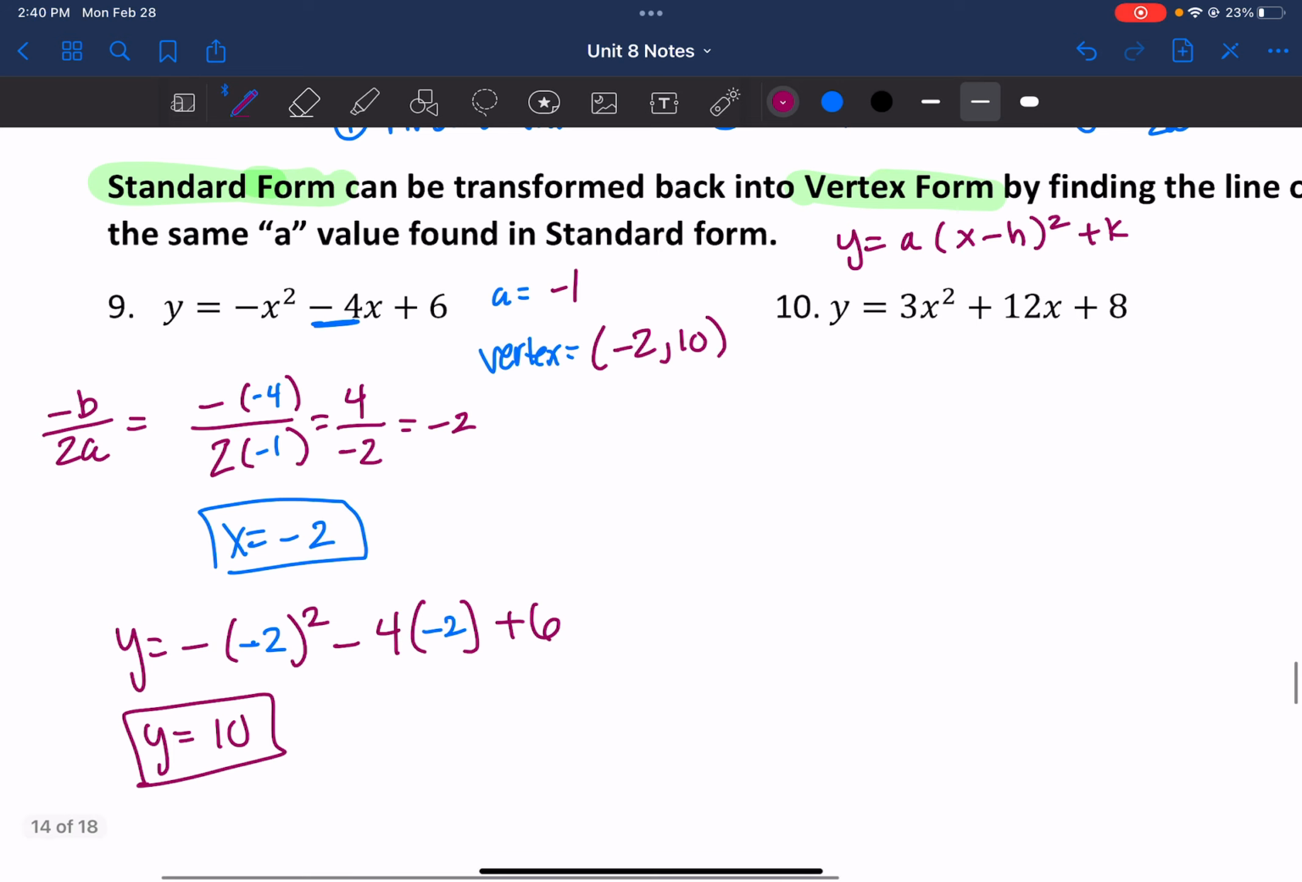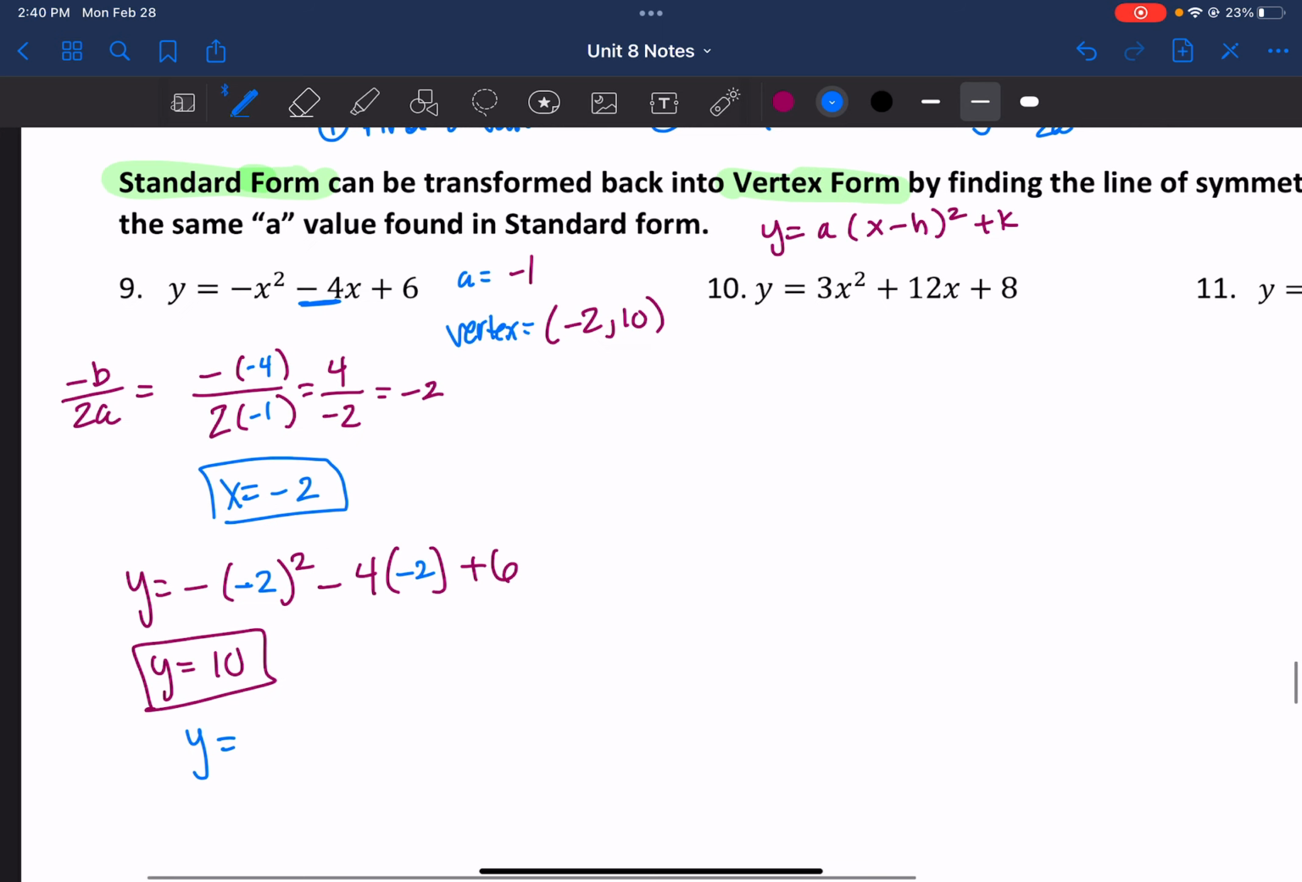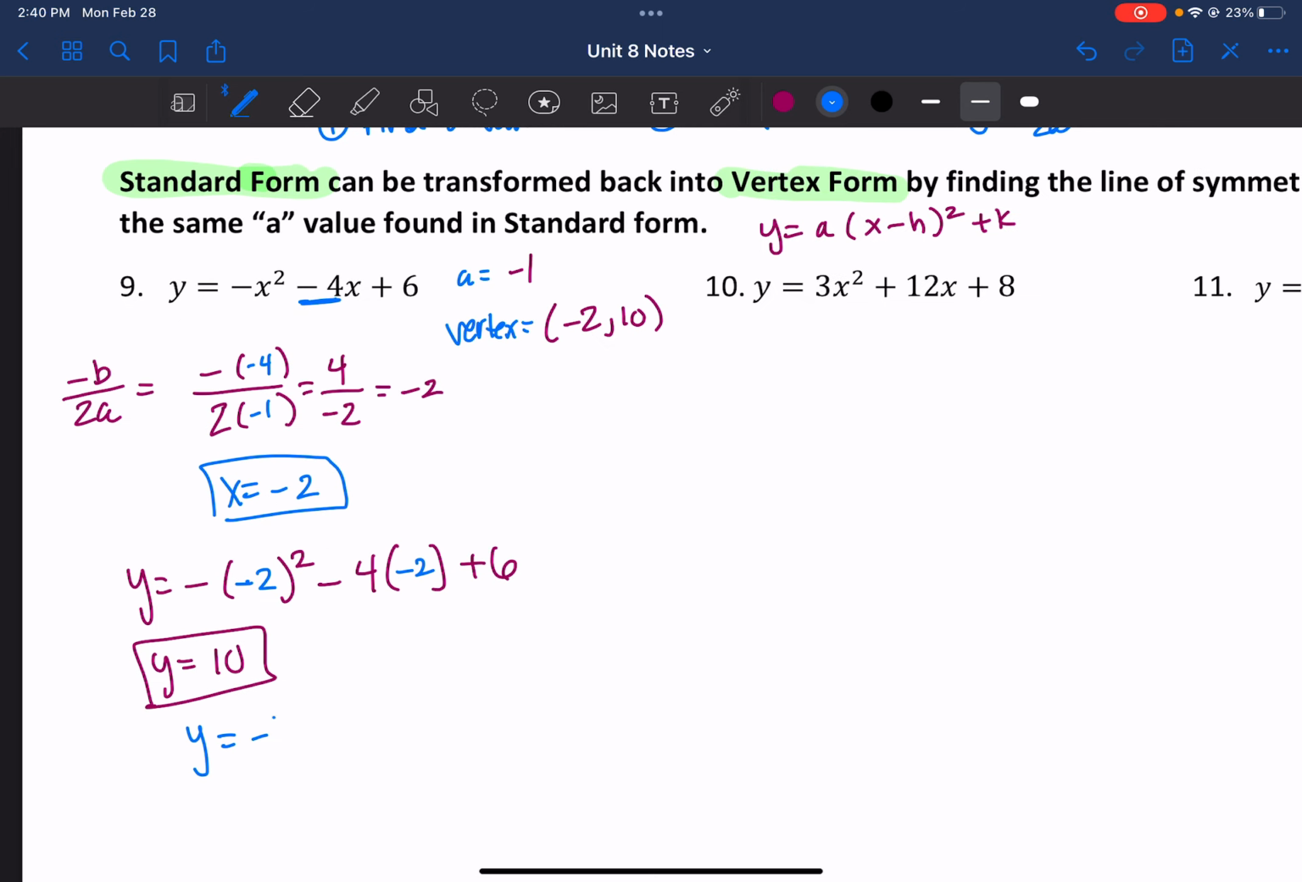So that must mean I have y equals, right? A value is what? -1, parentheses, x. Now I'm plugging in this -2. So when I plug in a negative, it's going to become a positive, right? Squared plus 10. And that's it. You're done. Let's do one more, and then I'll leave you at this.